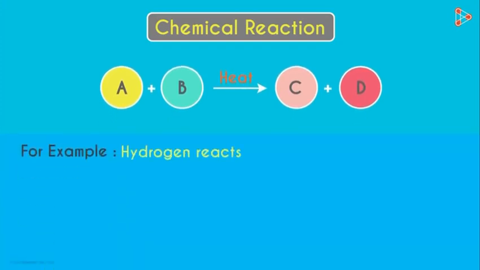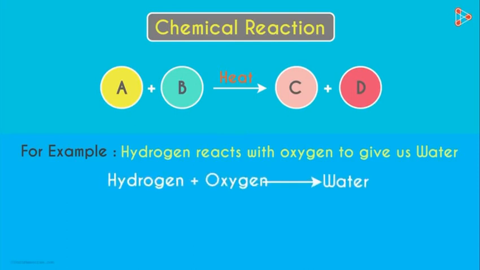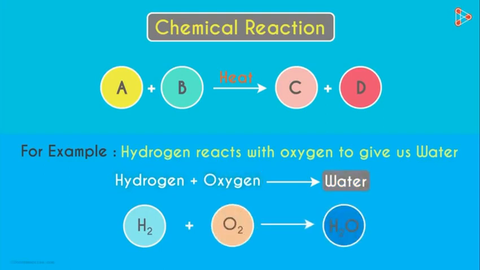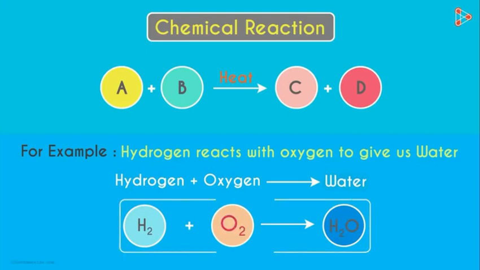Here one example is there. Hydrogen reacts with oxygen to give water. Hydrogen reacts with oxygen to form water molecule. This is an example of a chemical reaction. For this reaction, we have to write the word equation. Equations written in the form of words are called word equations. Hydrogen plus oxygen gives rise to water. Here, the formula for hydrogen is H2, the formula for oxygen is O2, and the formula for water is H2O. So here H2 plus O2 gives rise to H2O. This is a chemical equation.